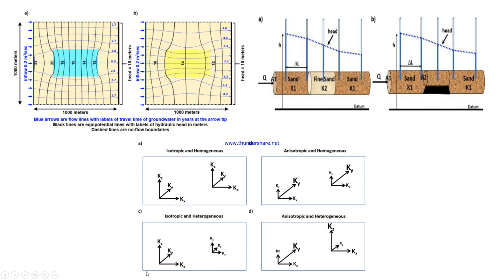I'm sorry, that is heterogeneous. In each and every direction the property is the same, but at every place it is not equal. Anisotropic and heterogeneous means at every place the permeability will not be equal, and in each and every direction the permeability will not be equal.